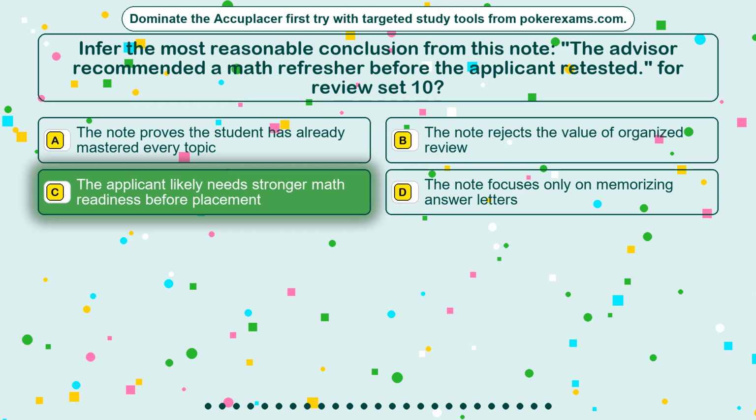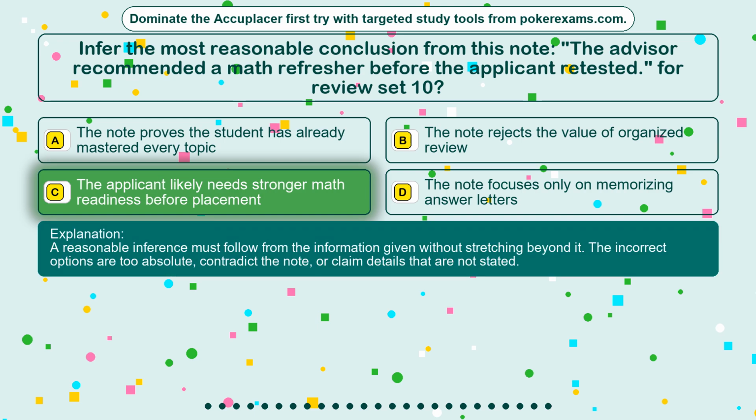The correct answer is option C. The applicant likely needs stronger math readiness before placement. A reasonable inference must follow from the information given without stretching beyond it. The incorrect options are too absolute, contradict the note, or claim details that are not stated.